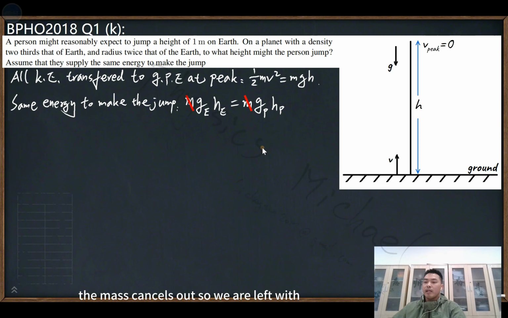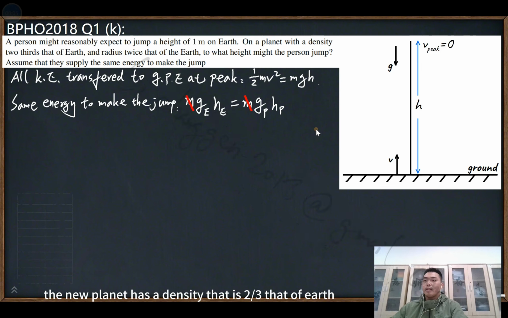The mass cancels out, so we are left with gravity on Earth multiplied by jump height on Earth equals gravity on the new planet multiplied by the jump height on the new planet. We are told that the jump height on Earth is 1 meter.